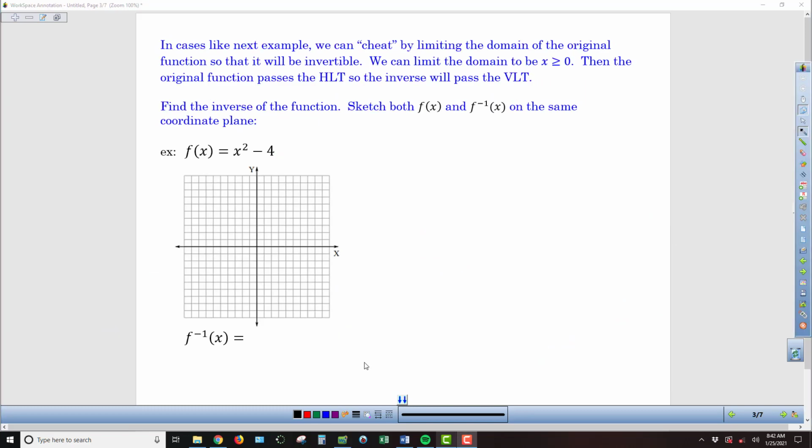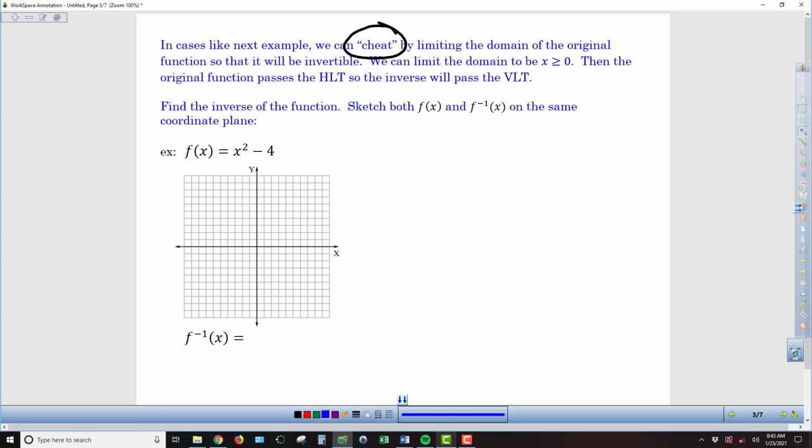For circumstances where our original graph is going to fail the horizontal line test, we have to have a workaround. We're going to cheat a little bit. What we're going to do is basically eliminate half of our original function so that our original function will pass the horizontal line test, which then means our inverse function will pass the vertical line test.